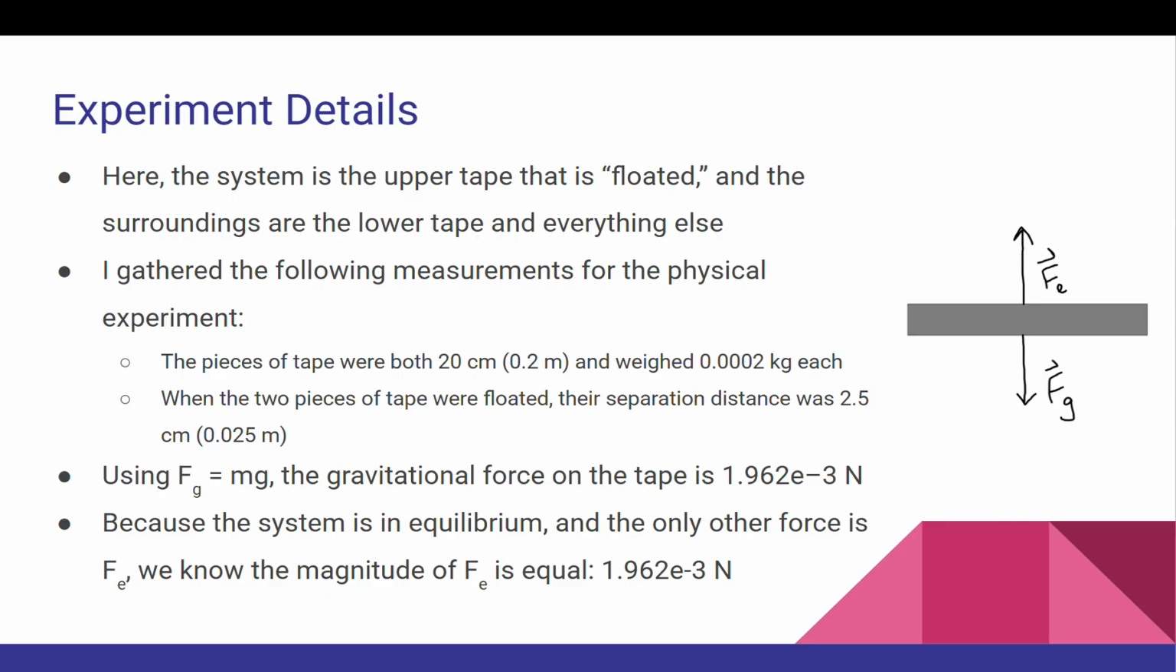And they also had a separation distance of 0.025 meters when they were separated apart in their floating motion. And with the equation F equals mg, the gravitational force in this equation is equal to 1.962 e negative 3 for just one piece of tape. And because the system is in equilibrium and the only other force is Fe, we know that the magnitude of Fe is equal to the exact Fg. So it's 1.962 e negative 3 as well.